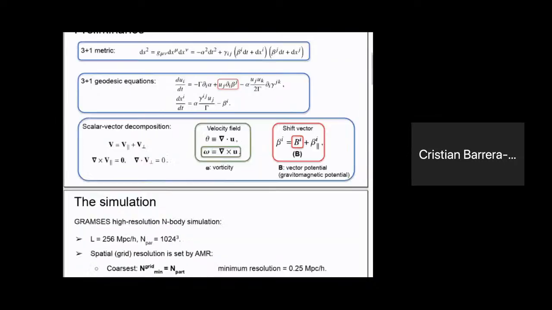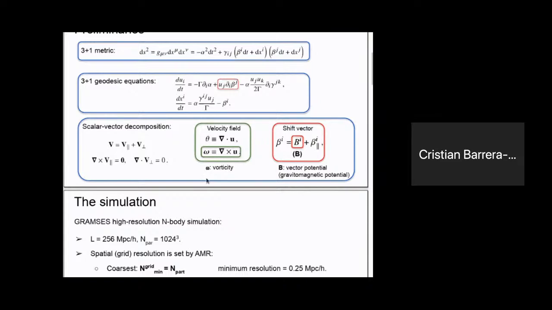First, I will try to fix some notations and conventions here. In Gramsci, we use the 3+1 metric, which I have here. In this metric, we keep scalar and vector degrees of freedom, and we drop tensor modes. The vector potential I'm looking for is contained in this shift vector beta. Now, if you look at the geodesic equations, this is the most general expression in the 3+1 formalism. Here, the red term is the force term or acceleration term that comes from the shift vector and that contains what we call the gravitomagnetic force.